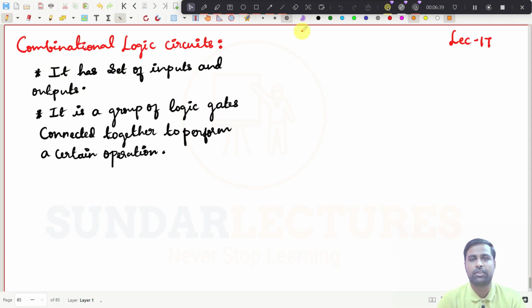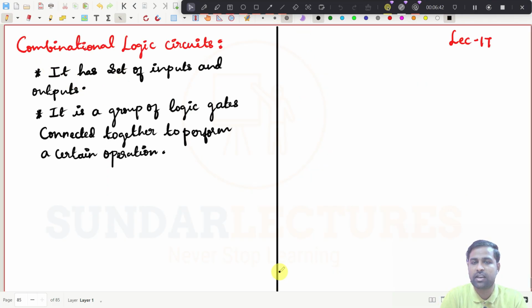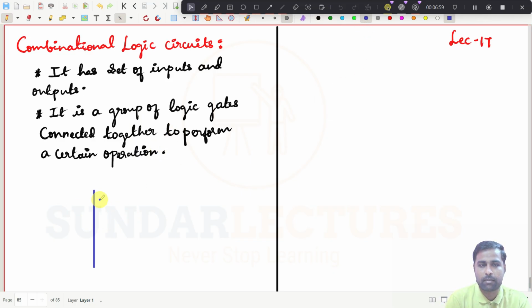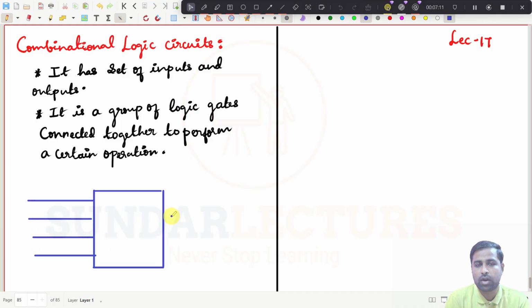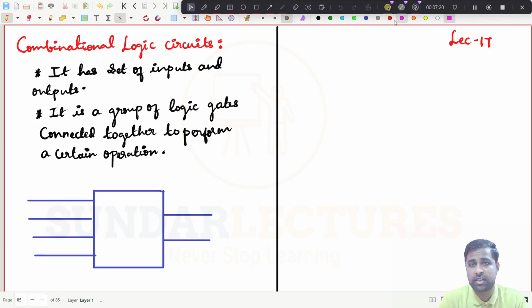Right, now you come to this one. This is a new topic, that is combinational logic circuits, right? What is a combinational logic circuit? It has a set of inputs and outputs. It is a group of logic gates connected together to perform a certain operation. Generally we will have a box like this. It has a set of inputs, maybe 2 or 3 or 4, and a set of outputs, 1 or 2 or 3 outputs, whatever it may be. So this is what we generally call a combinational logic circuit.